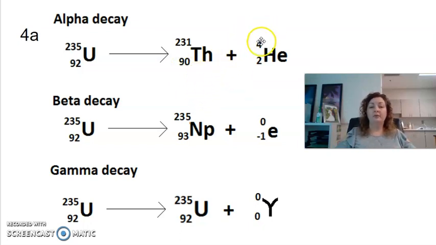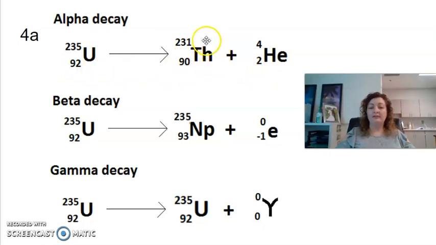We need to say 4 plus something gives us 235. In other words, we can just subtract. So 235 minus 4 gives us 231. 92 minus 2 gives us 90. And then go back and check your math. Does 4 plus 231 equal 235? Yep, we did that one right. Does 2 plus 90 equal 92? Yep, we did that one right too.